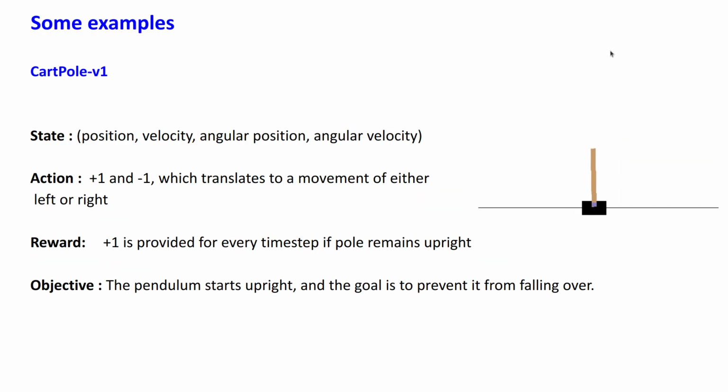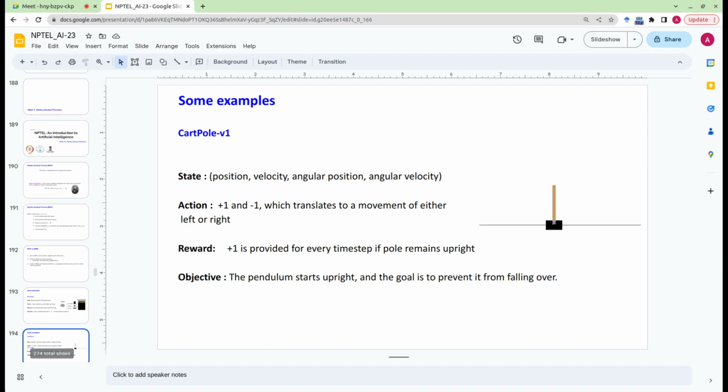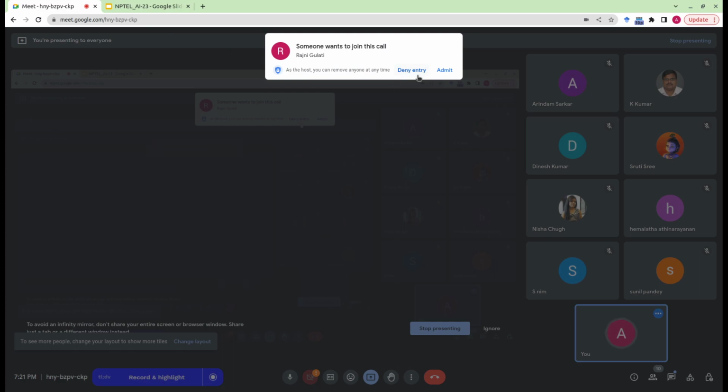Another example is a cart pole. So what is the state information here? State information is the position x and y, let's say coordinates, what is the velocity of this arm, what is the angular position, what is the angular velocity. This is the current state information, and how will you go about it?